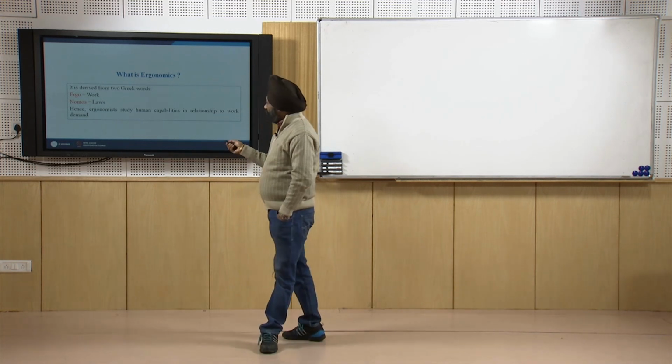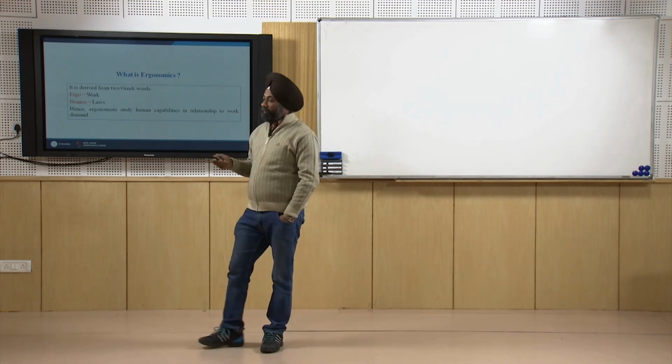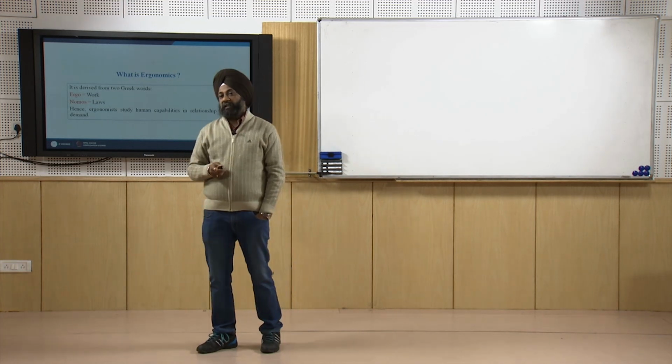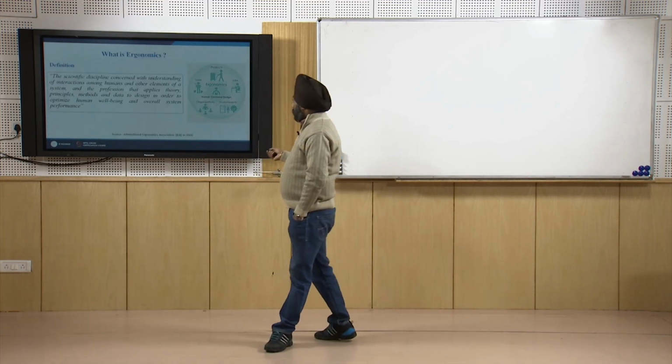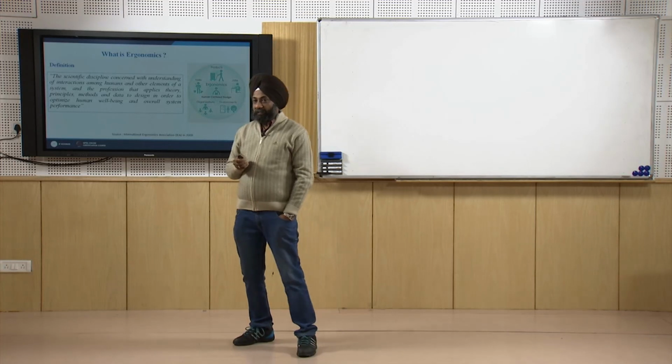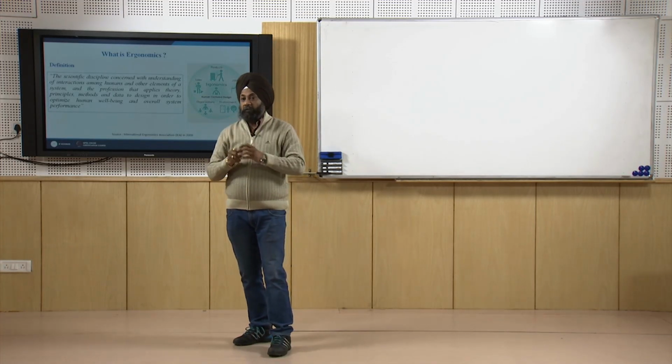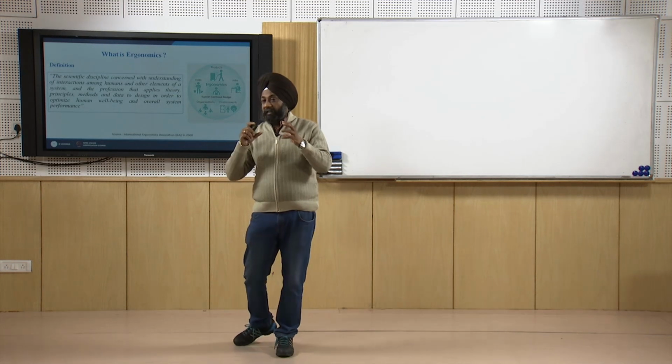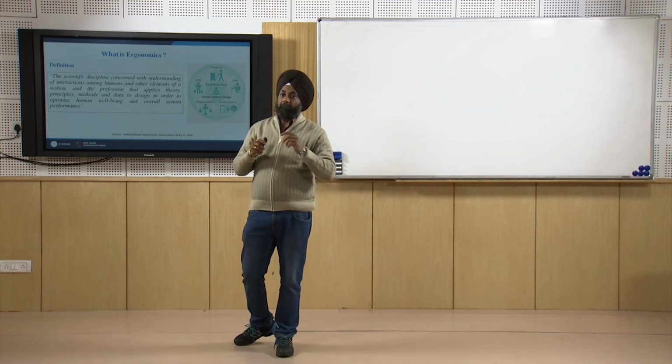So this is a basic, very fundamental definition of ergonomics, work and the laws governing the work. Now here you see in this diagram the basic concept of ergonomics. Let us first see this definition. The scientific discipline concerned with understanding of interactions among humans and other elements of a system. So this is a scientific technique, and what is our aim, what we are planning to do here, to understand the interaction between the human being and the part of a system.